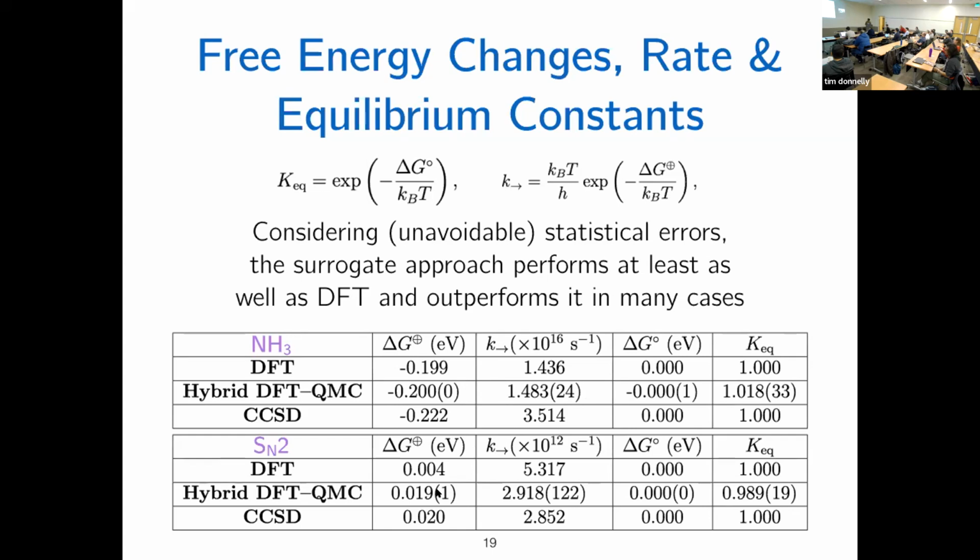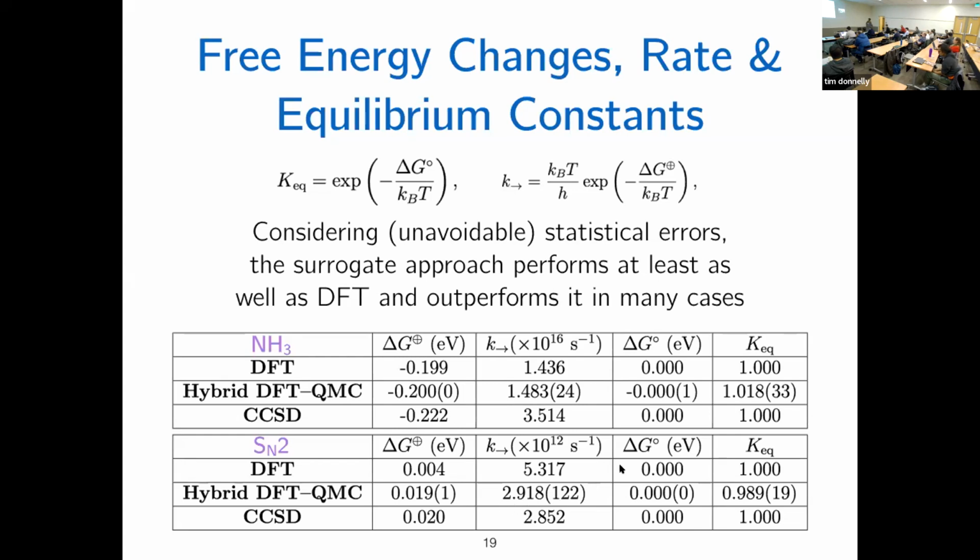This is particularly pronounced in the SN2 case because the potential energy difference between equilibrium and saddle is very low in DFT, but it's very high in QMC and CCSD. And so we can get great free energy differences using this hybrid approach that almost exactly match with coupled cluster. And because you have to do exponentiation and the errors propagate, they get magnified when you compute the rate constants. This translates into significant differences in forward rate constant between DFT and the other approaches.